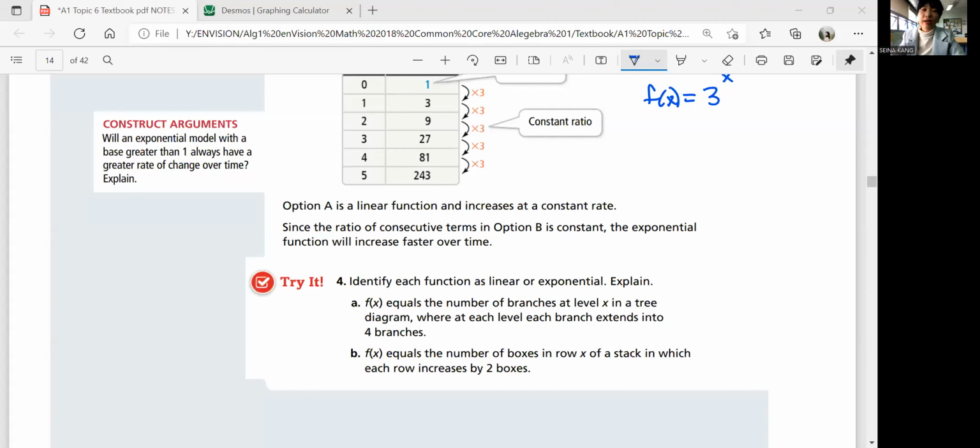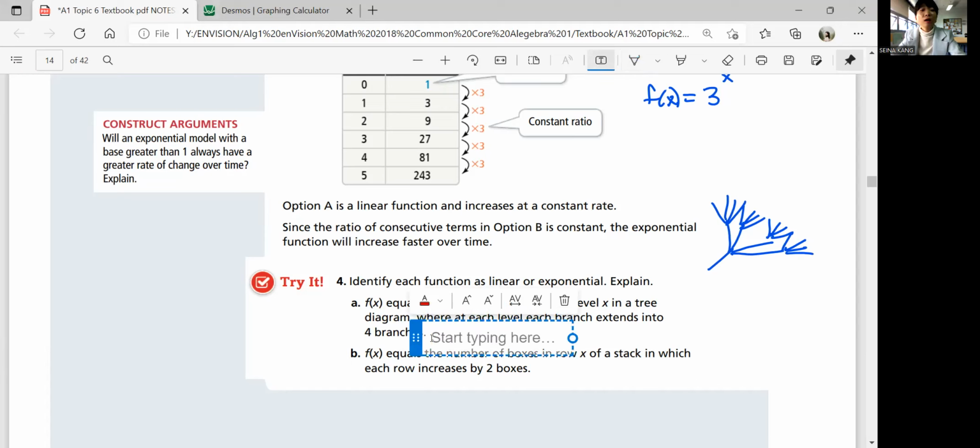Done thinking? Are you ready? So part A, is this exponential or linear? At each level, the branch extends into 4 branches. So if you start from 1 branch, at each level, this is first level, it's gonna extend into 4 branches. Then second level, 1, 2, 3, 4. Each branch extends into 4 branches. So this is a constant ratio of 4, right? So if you have a constant ratio, it means exponential. It increases by a constant ratio of 4.